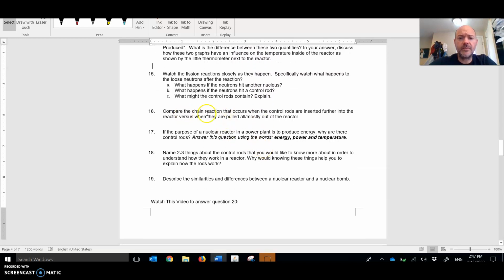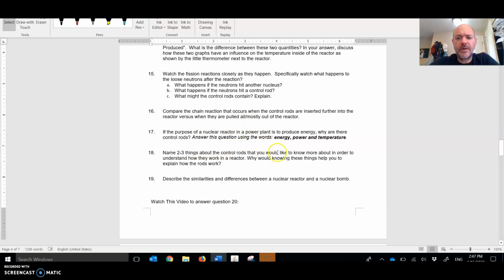So you're going to think about comparing the chain reaction that occurs when the control rods are inserted further in and when they're pulled almost all the way out. Thinking about why there are the control rods there. I kind of already gave you a hint about that a little bit, so think about it.